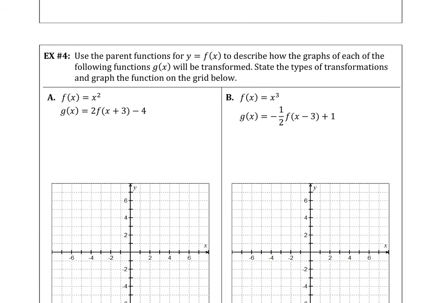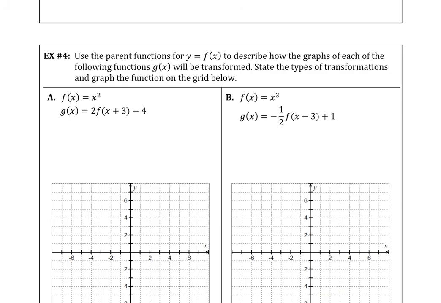In example 4, we want to use the parent functions for y equals f of x and be able to describe how the graphs of each of the functions g of x were transformed. We want to state the types of transformations and then be able to graph the function on each of the grids. So we know what x squared looks like, and our g of x is going to have a factor of 2, and then our h value is plus 3 here, so this means the opposite of 3, and then a k value of negative 4.